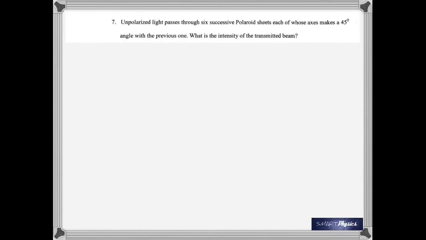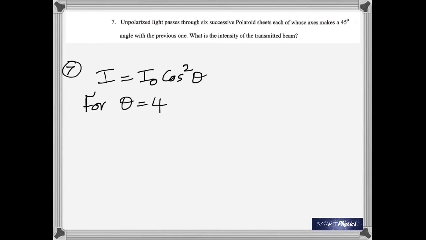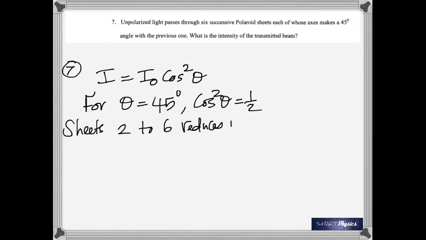And this question talks about unpolarized light. This unpolarized light, now in this case, is passing through 6 successive polarized sheets, each of whose axis makes a 45-degree angle with the previous one. There are 6 Polaroids now. And by Malus law, intensity is I0 cos squared theta. Theta is 45 degrees. Cos squared 45 will be 1 by 2. And from sheets 2 to 6, the intensity reduces by 50%, by half.